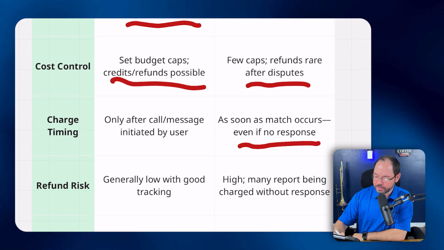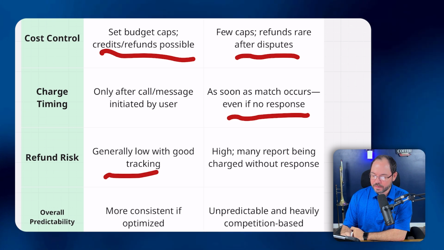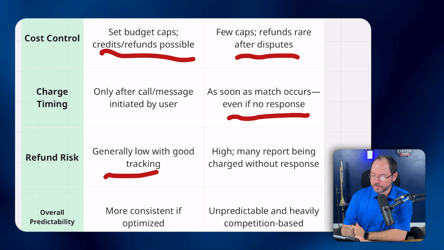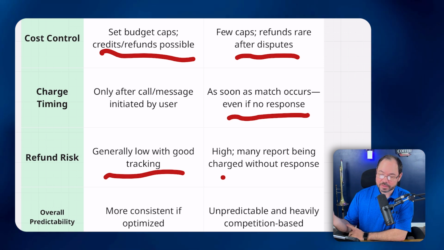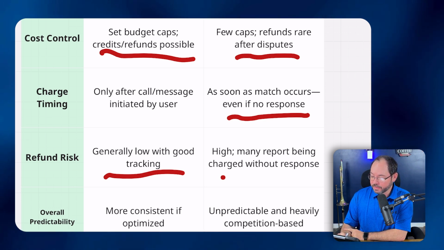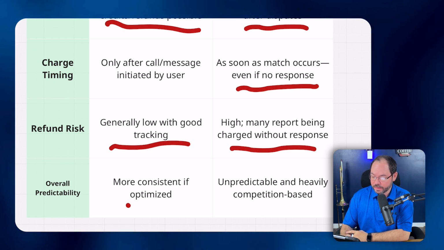Refund risk, generally low, but with good tracking. So if you have good tracking, as far as local service ads, you could potentially get your money back for pay-per-click. High risk here, you're pretty much not going to get your money back. You can get bad leads. You really can't control how they're coming in or who's searching. It just is what it is. Next, overall predictability. So most consistent if it's optimized.